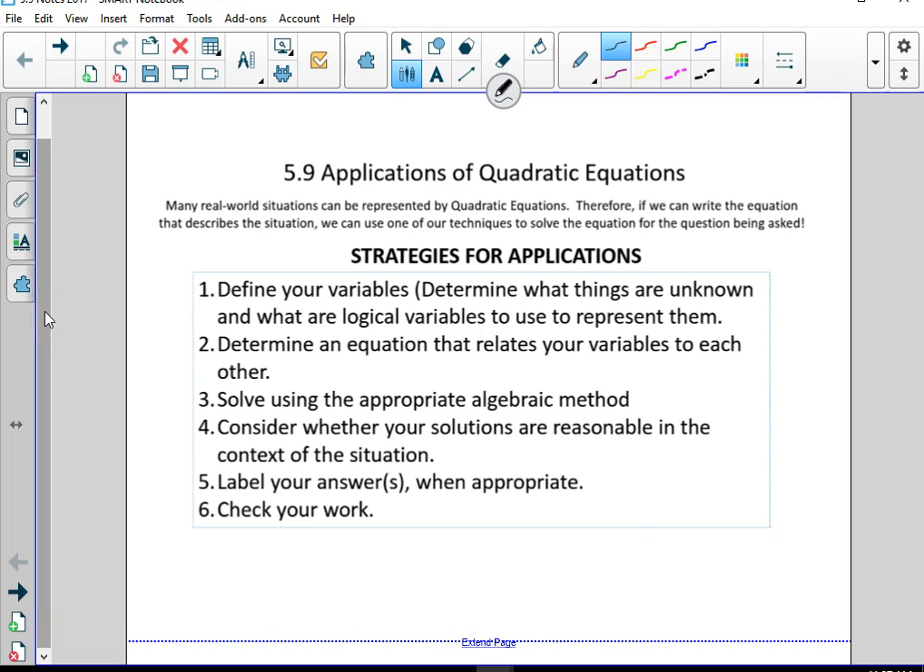So quadratics are used a lot in the real world. Okay? So we can write an equation to describe the situation. We can use one of our techniques to solve it. Find out what's being asked.